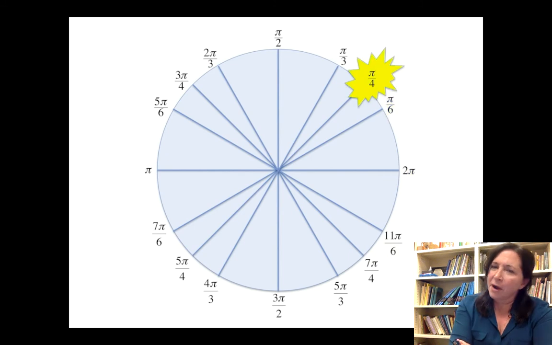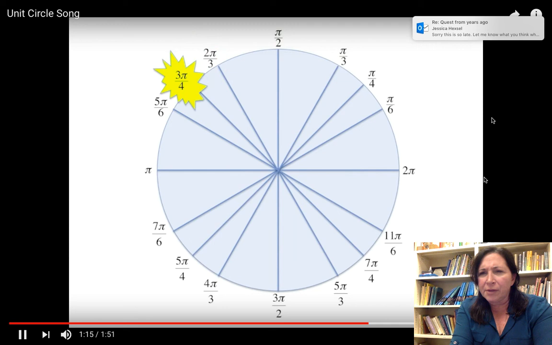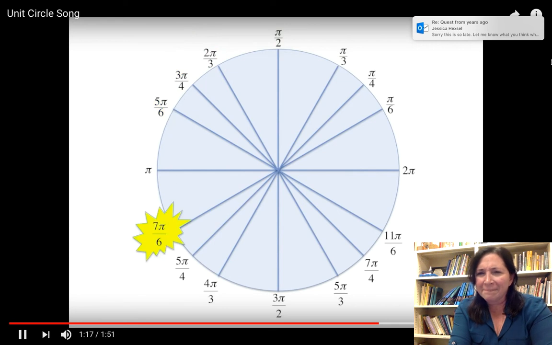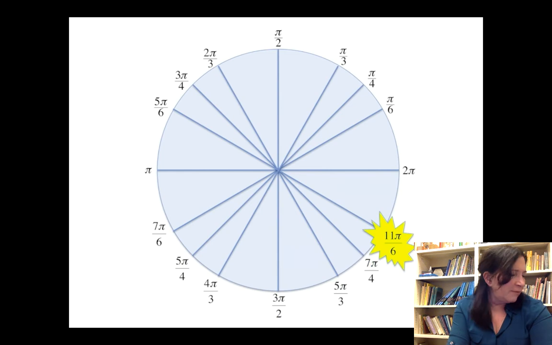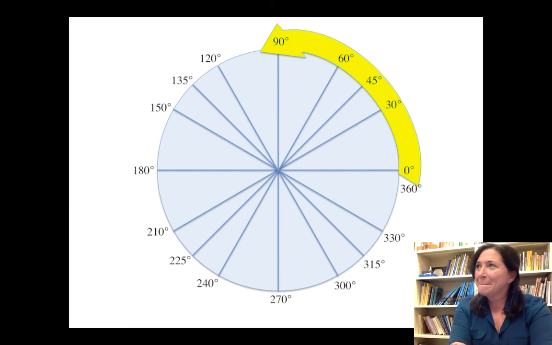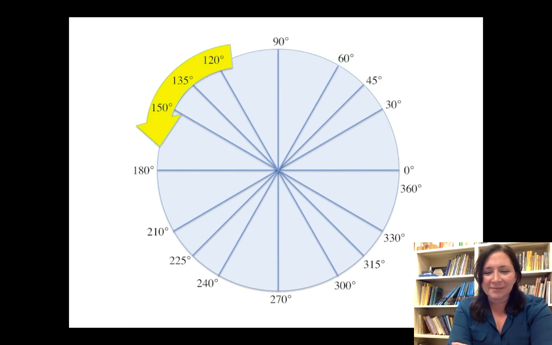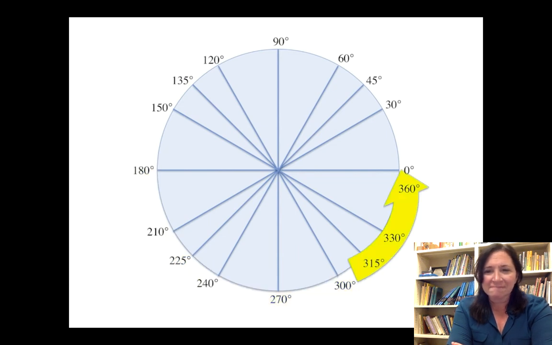Pi over 6, pi over 4, pi over 3, pi over 2, 2 pi over 3, 3 pi over 4, 5 pi over 6, pi, 7 pi over 6, 5 pi over 4, 4 pi over 3, 3 pi over 2, 5 pi over 3, 7 pi over 4, 11 pi over 6, and then 2 pi. Degrees: 0, 30, 45, 60, 90, 120, 135, 150, 180, 210, 225, 240, 270, 300, 315, 330, and then 360 is the end. And now I hope that unit circle's in your mind.